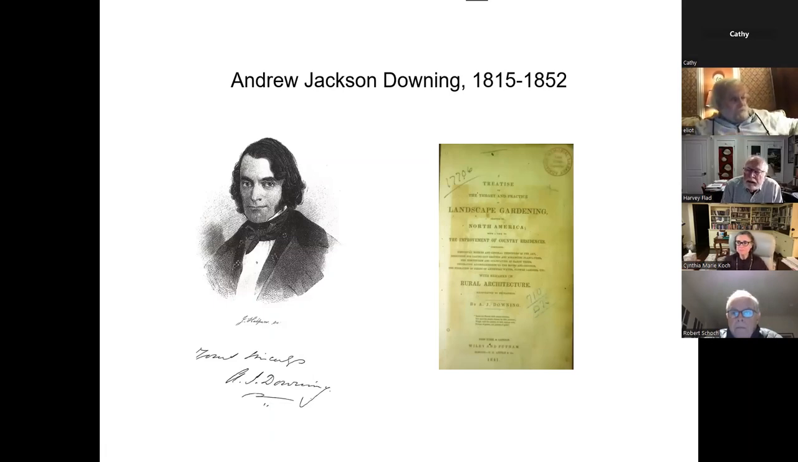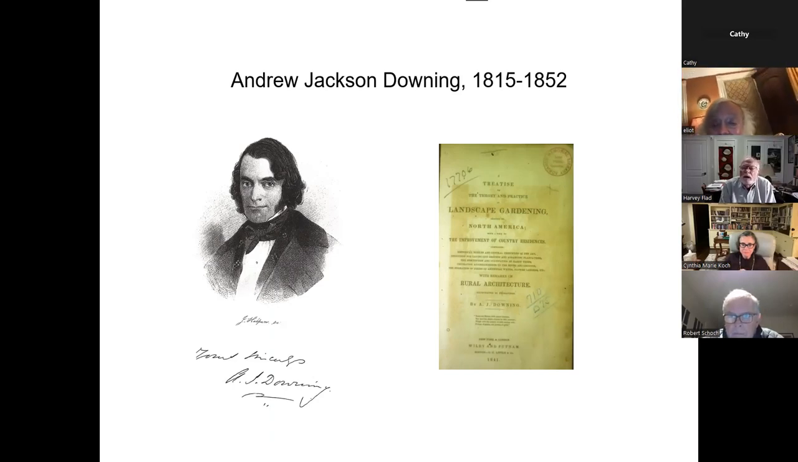Andrew Jackson Downing, born and raised here in the Hudson Valley. He had his own horticultural nursery in Newburgh. And in 1841, he wrote and published the treatise. It's called A Treatise on Landscape Gardening for North America. And it was the most important and famous of the books that were used as workbooks for both architecture and certainly for property management. Next, please.